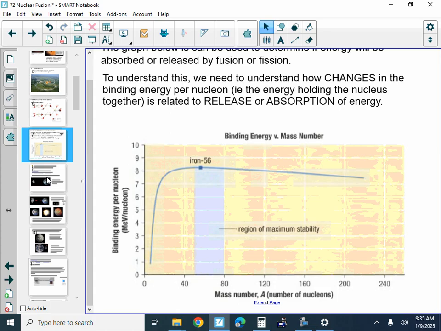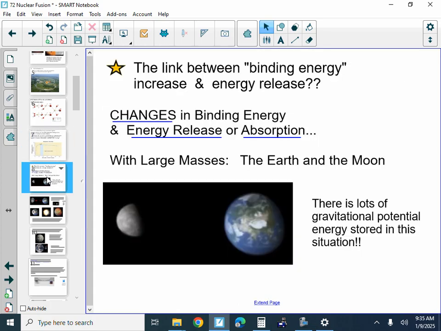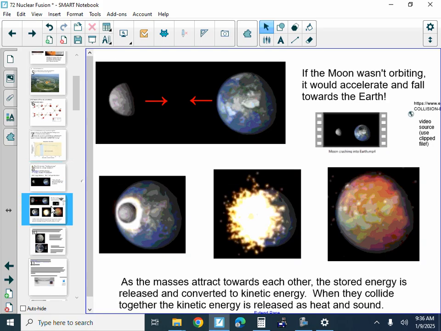And so binding energy and what it has to do with releasing energy, okay? So if we change binding energy, we're either releasing energy or absorbing energy. So if you think about masses, it's pretty easy to visualize the moon and the Earth, right? There's lots of gravitational potential energy stored in this situation, right? The moon could collapse, accelerate towards the Earth if it wasn't orbiting, and it would smash into the Earth. It would release a ton of energy. So if the moon wasn't orbiting, that's what would happen, right?